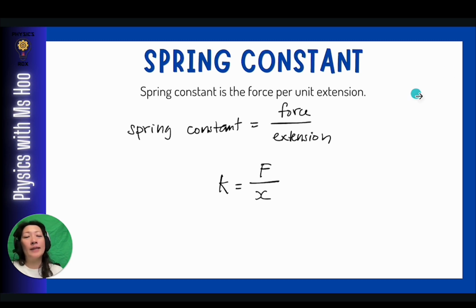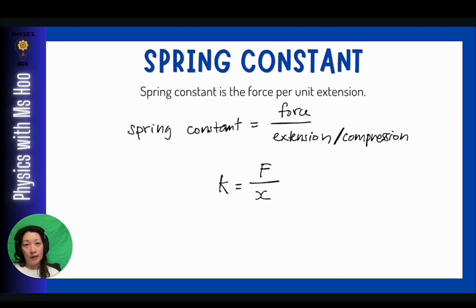Now, even though it says here extension, you can keep in mind that if it was compression, that means the difference of the original spring length to the new spring length where it's compressed, it's also the same calculation. So instead of using X as extension, you can use X for compression instead. So I'm going to write here, this is also possibly compression.